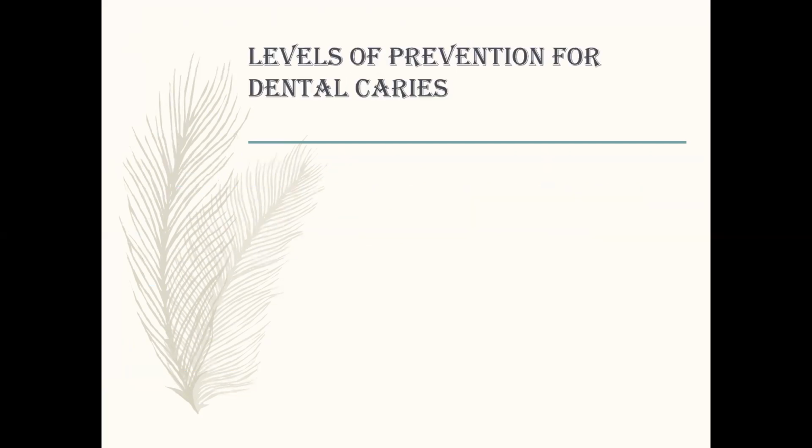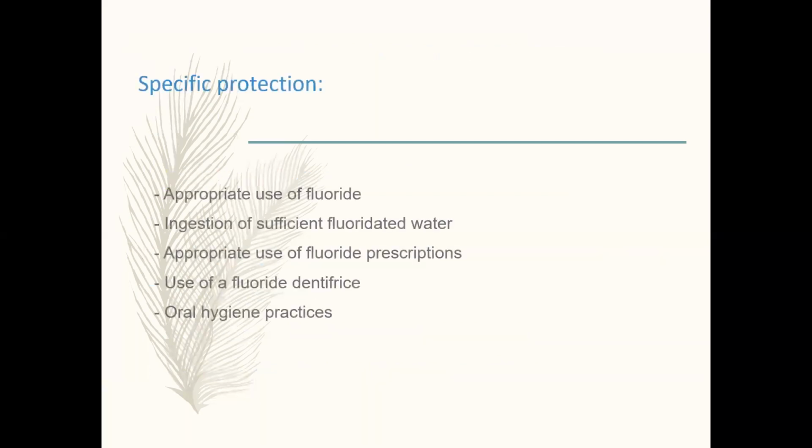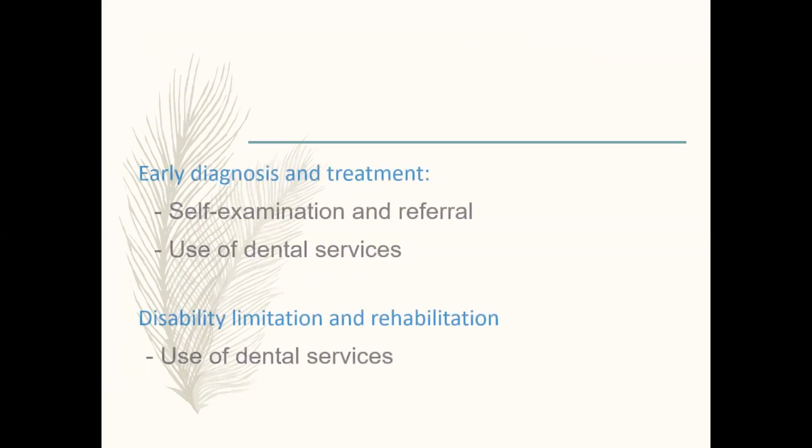Level of prevention for the dental caries. Service provided by the individual, there is health promotion. You can tell the patient about the diet planning, demand for preventive services, periodic visit to the dental office. Specific protection, appropriate use of fluoride, ingestion of sufficient fluoridated water, appropriate use of fluoride prescriptions, use of fluoride dentifrice, oral hygiene practices. Early diagnosis and treatment, self-examination and referral, use of dental services, disability limitation and rehabilitation, use of dental services.